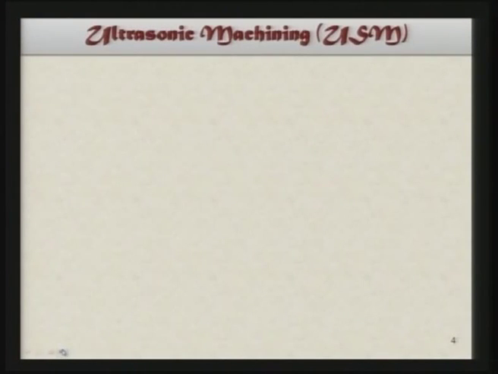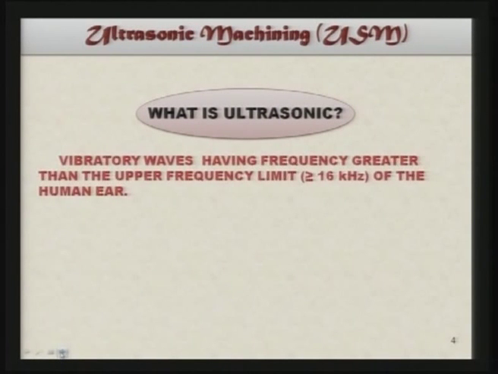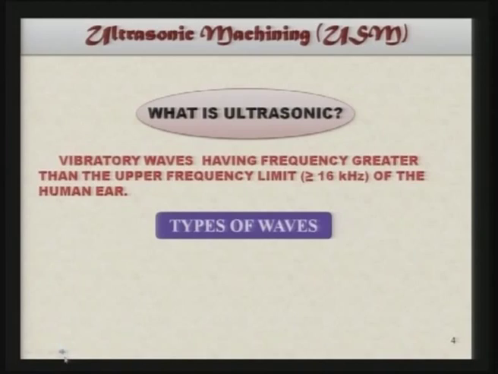Introduction. First question is, what is ultrasonic? Ultrasonic is vibratory waves having frequency greater than the upper frequency limit of the human ear, and that is greater than or equal to 16 kilohertz or 16,000 hertz.